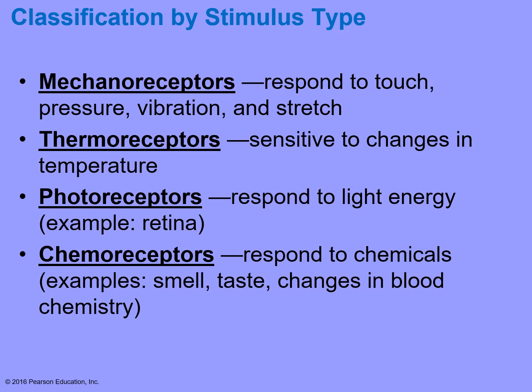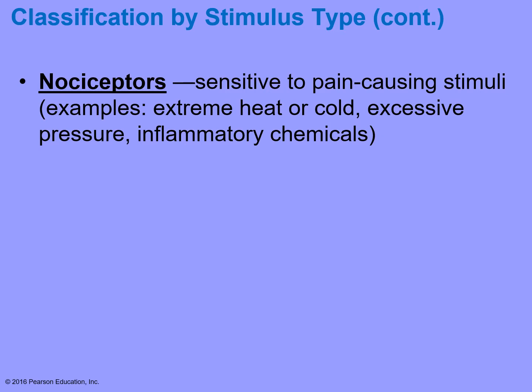So if we classify them according to the stimulus, you have mechanoreceptors that respond to touch. Some will respond to pressure, some to stretching, some to vibrations. Thermoreceptors are sensitive to changes in temperature. You have hot thermoreceptors and cold thermoreceptors. Photoreceptors respond to light, such as what happens in the retina in your eye. Chemoreceptors are going to respond to chemicals, such as smell or taste. Nociceptors, these are sensitive to pain. So if there's excessive pressure, if there's extreme hot or extreme cold, chemicals that cause inflammation.